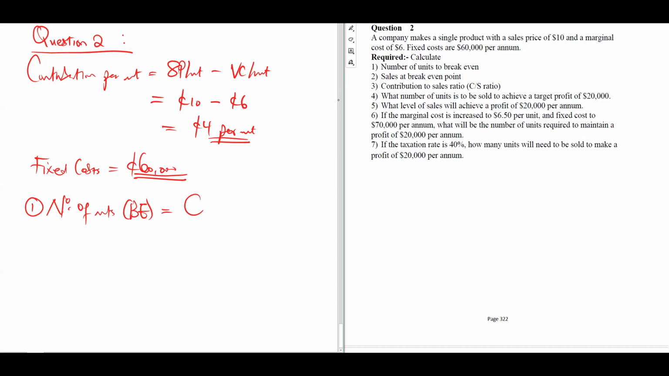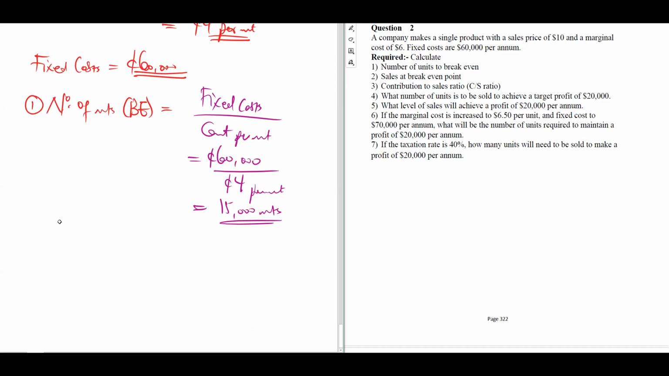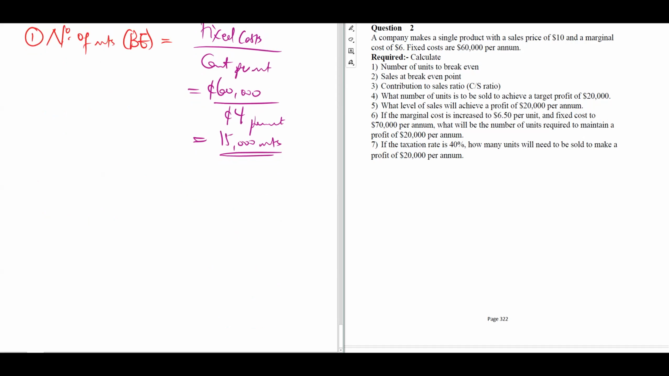And that gives us fixed costs over the contribution per unit. Fixed costs were 60,000. Contribution per unit was 4 cedis per unit, right? So that gives us 15,000 units. So the company must produce 15,000 units to break even, right? We are there. Next question.